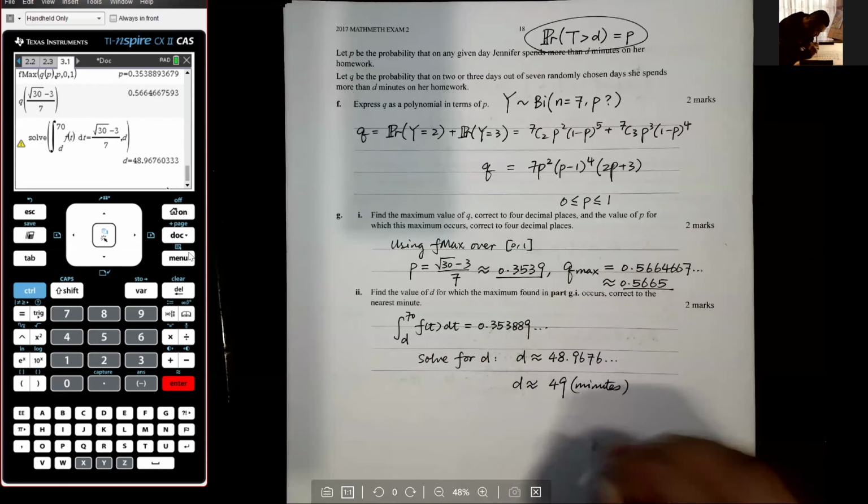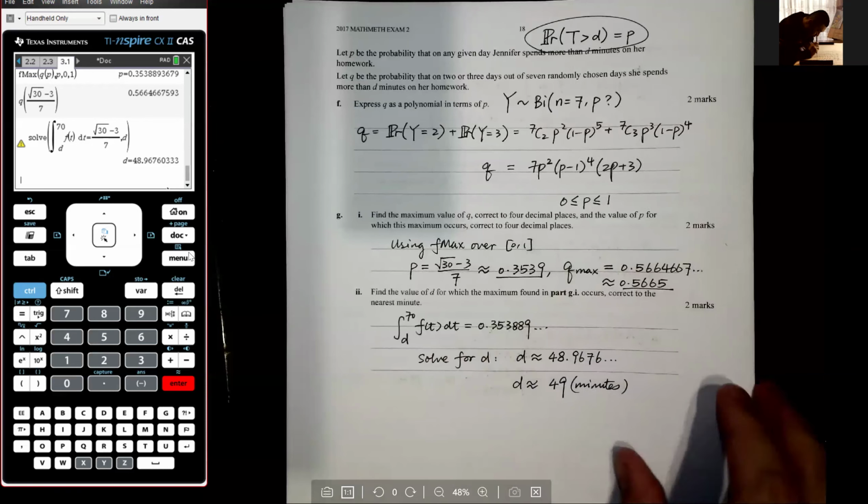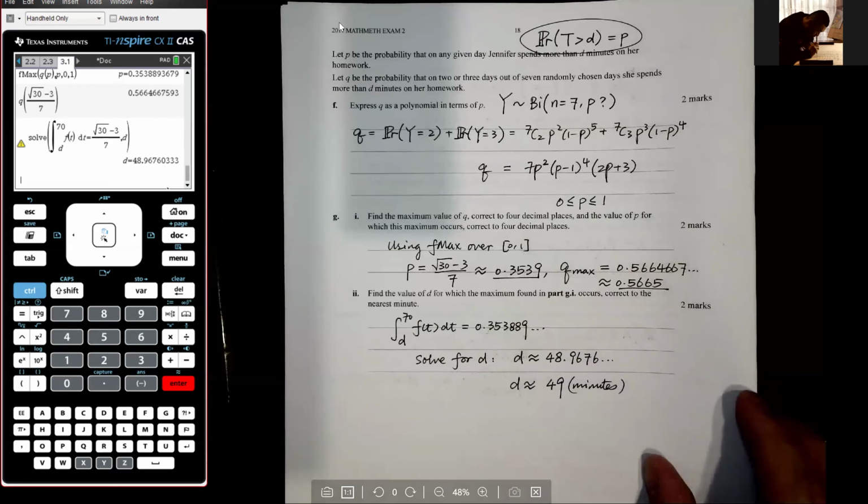Okay, so the whole probability question is done. Then we have a look at the last extended response question.